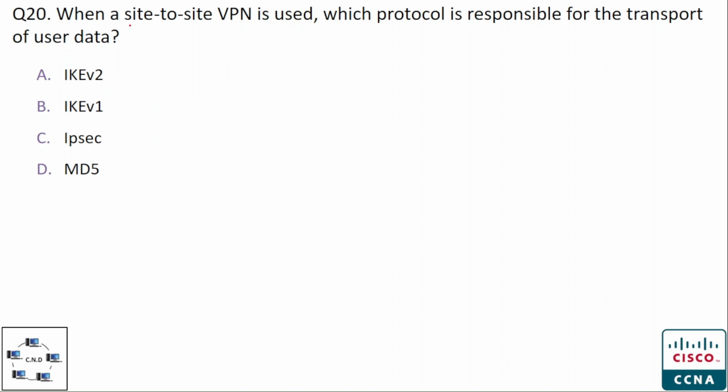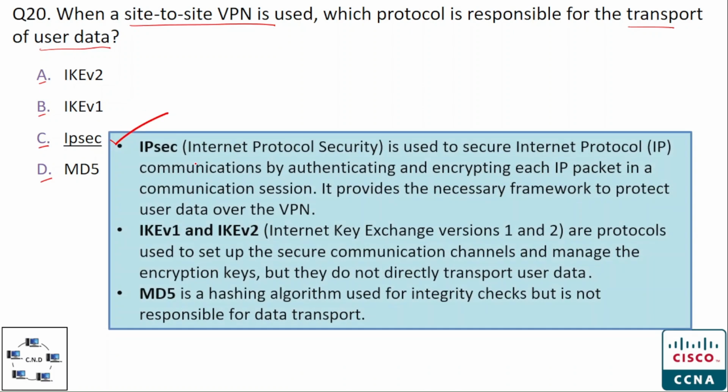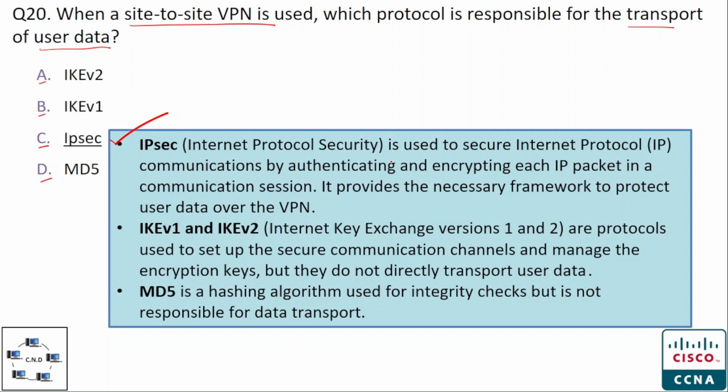Question number 20. When a site-to-site VPN is used, which protocol is responsible for the transport of user data? The options are: option A, IKE version 2; option B, IKE version 1; option C, IPsec; and option D, MD5. The correct option is option C, IPsec, that is IP Security. IPsec, Internet Protocol Security, is used to secure Internet Protocol communication by authenticating and encrypting each IP packet in a communication session. It provides the necessary framework to protect user data over the VPN.